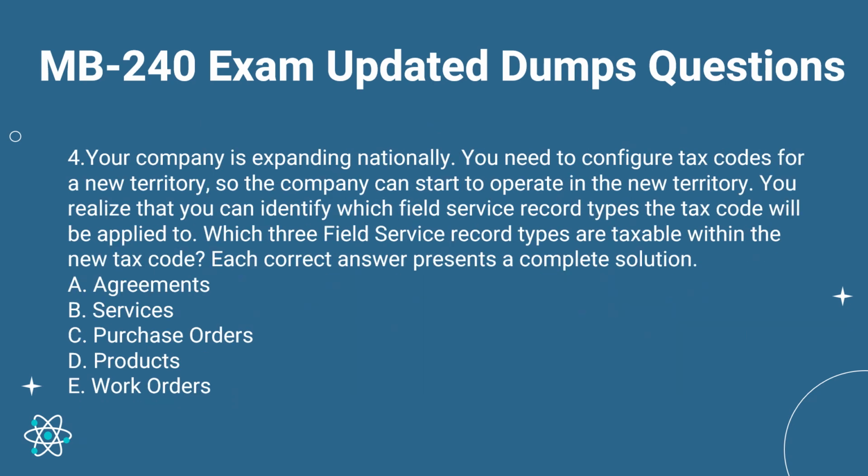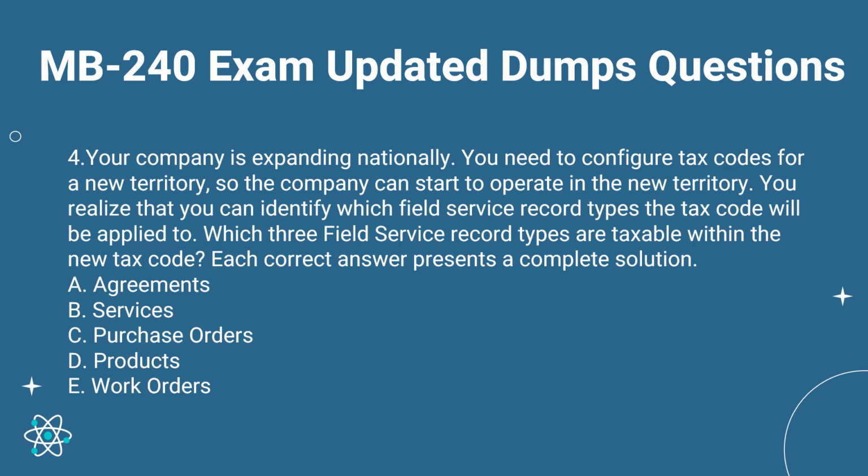4. Your company is expanding nationally. You need to configure tax codes for a new territory, so the company can start to operate in the new territory. You realize that you can identify which field service record types the tax code will be applied to. Which 3 field service record types are taxable within the new tax code? Each correct answer presents a complete solution.